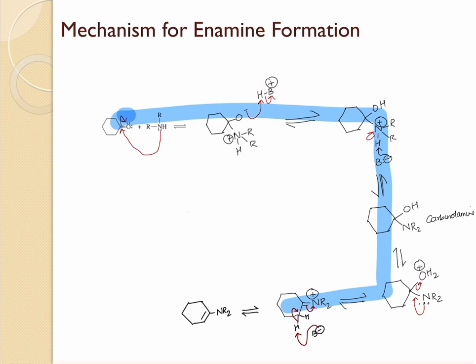This forms the final product, which is an enamine, where you can see that there is a double bond between these two carbons and a single bond between the carbon and nitrogen. So this one right here is an enamine.